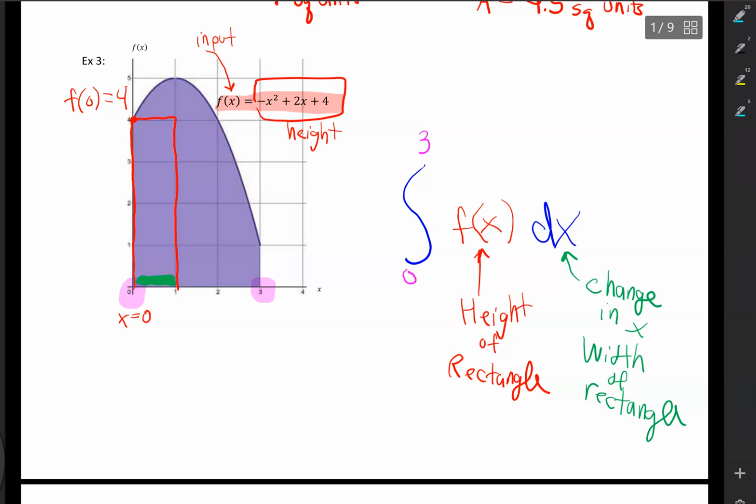So this calculation is like doing the height, the length of the rectangle, and the width of the rectangle. So it's calculating the area of a rectangle. And then what your other notation is doing with the 0 and the 3 is telling you the x interval that you're going to be looking over. And then the summation is like you're breaking it into an infinite number of rectangles.